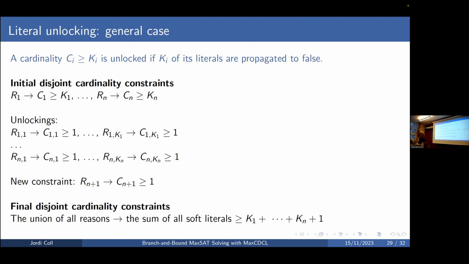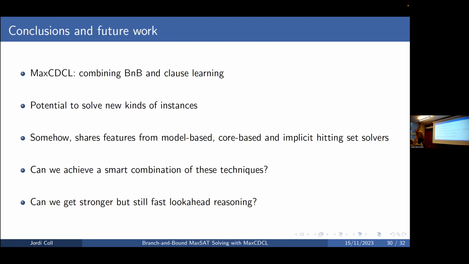Okay. Well, finally, I will conclude very quickly. What is the important part of MaxCDCL? Well, that it combines branch and bound and clause learning for the first time. We have seen that it has potential to solve new kinds of instances. Actually, it combines very well with other approaches, and also somehow it shares some features from other approaches.